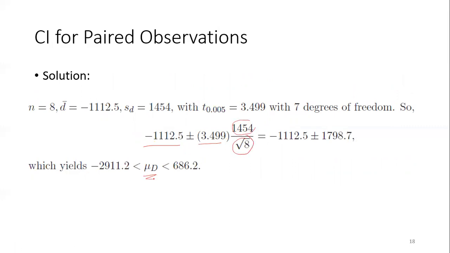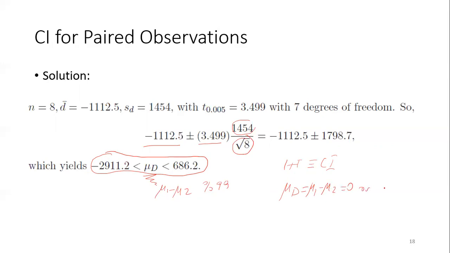So it turns out that the mean difference, which is mu1 minus mu2, you are 99% sure that it's between minus 2,911 and 686, okay? So again, recall that hypothesis tests are equivalent to confidence intervals. So in the first question, we just test whether mu d, which was mu1 minus mu2, was equal to 0 or not, okay, in the first question, in the A part.